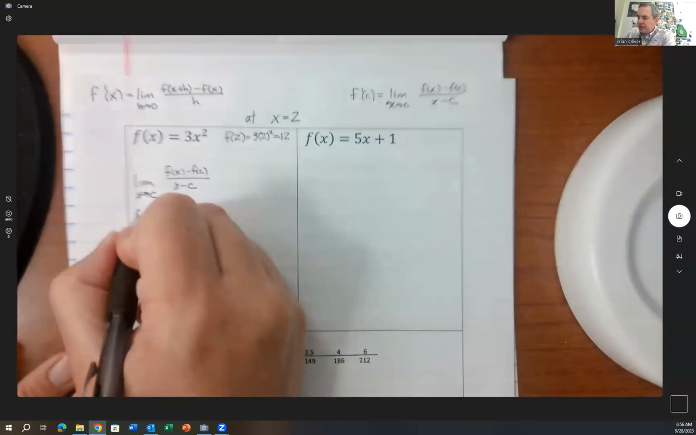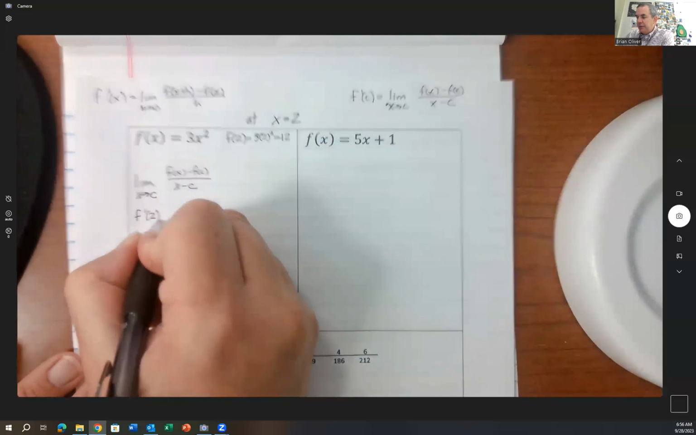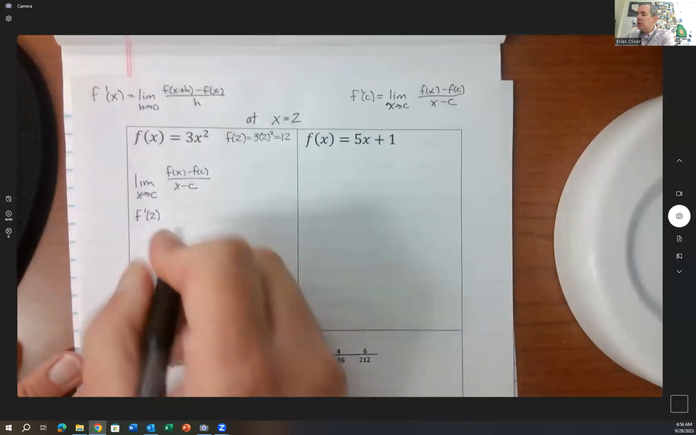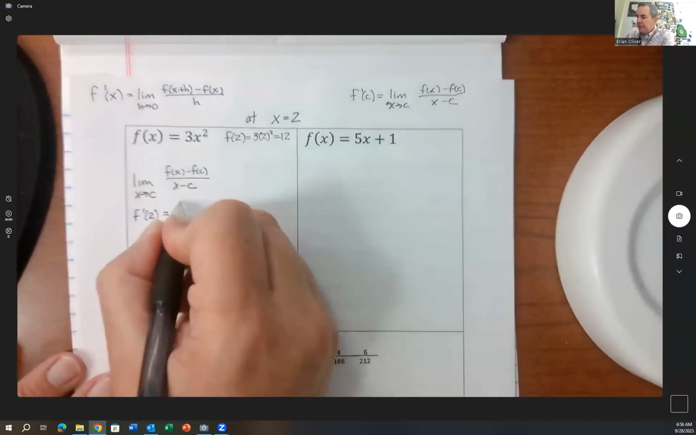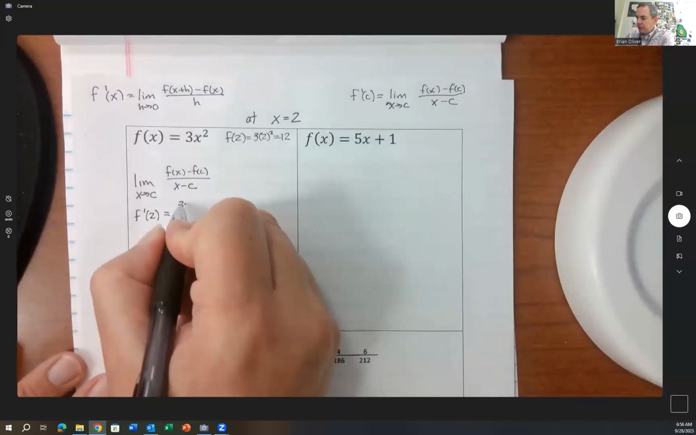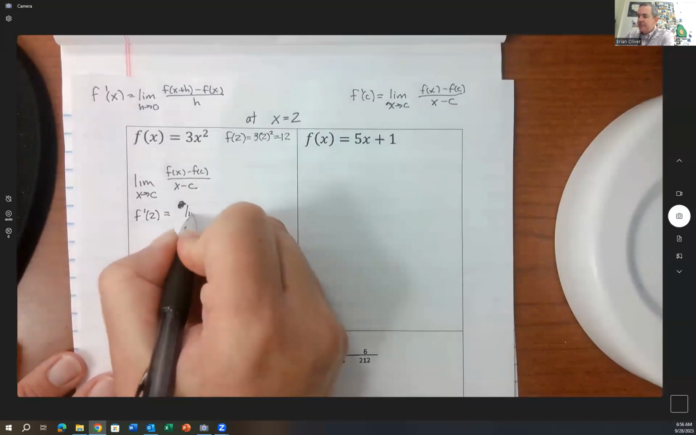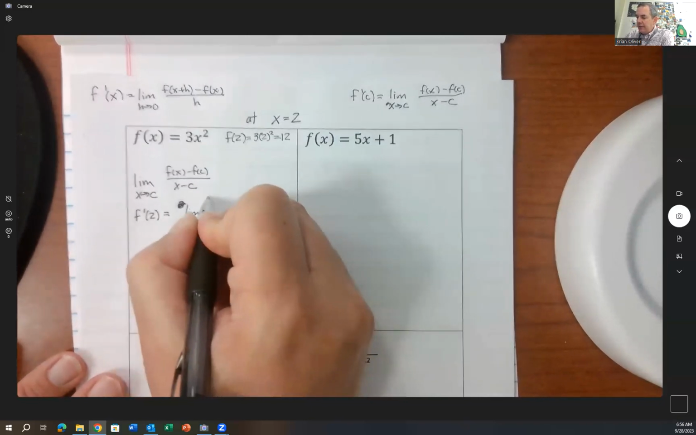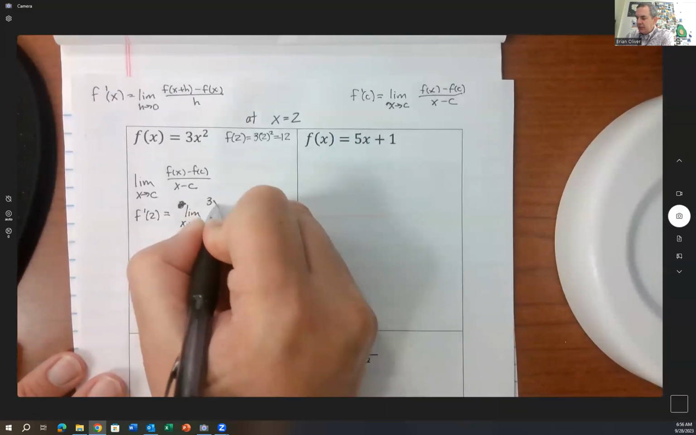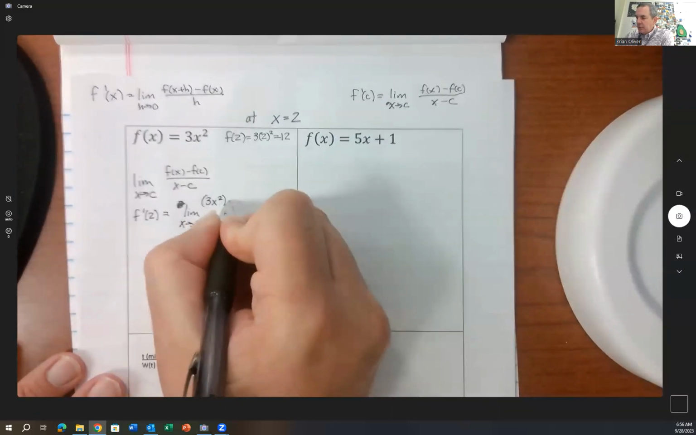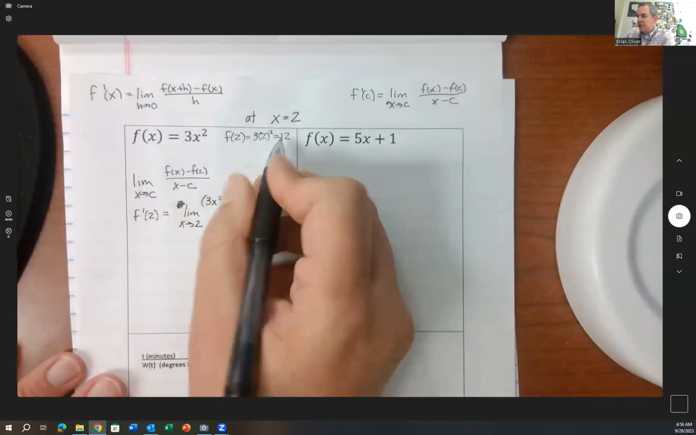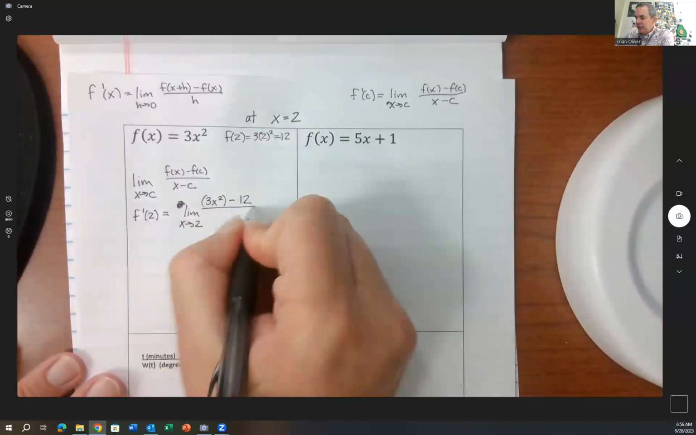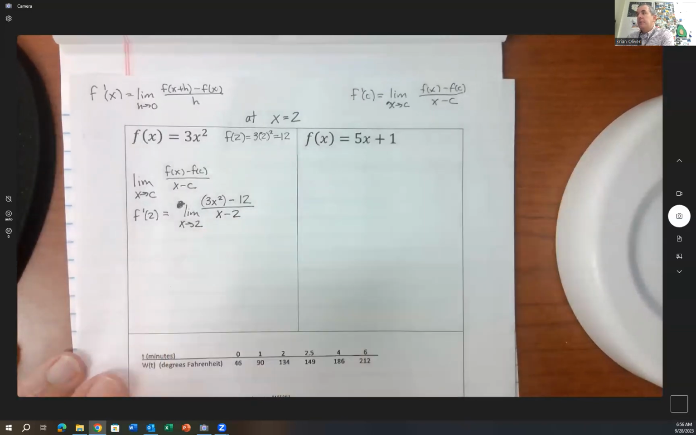So to figure out this limit at 2, this one is a general form, and this one's exactly at 2. It's equal to the limit as x approaches 2 of f of x, which in this case is 3x squared, minus f of c. Well, f of c is f of 2, that's 12. And that whole thing is over x minus 2.